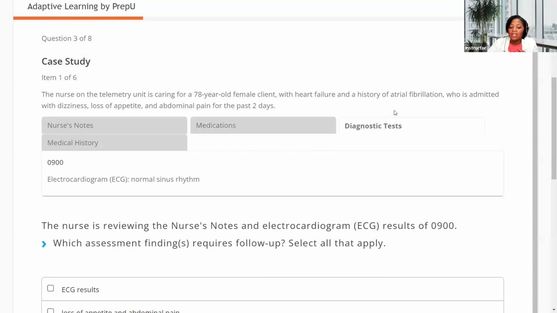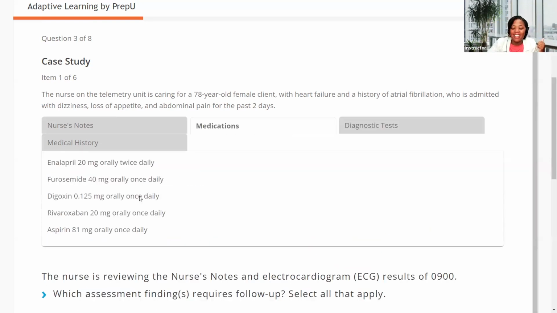All right. Diagnostic tests, they want an EKG. Okay. And the EKG was done and it does show normal sinus rhythm, which is great. All right, very good. I thank you for that.